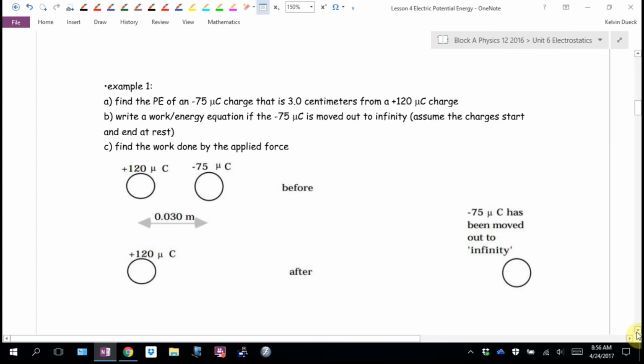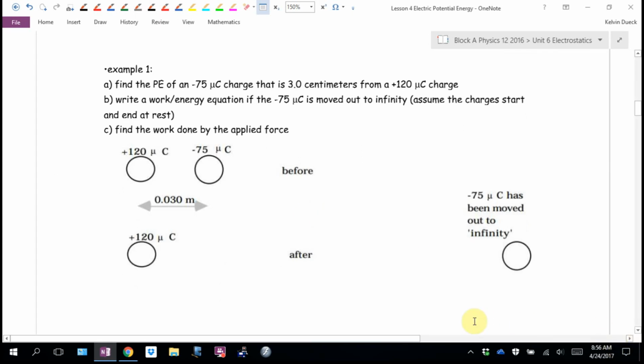Example 1. Let's do something with some numbers. Find the potential energy of a negative 75 microcoulomb charge that's 3 centimeters, haha, nice try, 0.03 meters, from a positive 120 microcoulomb charge. That's part A. This picture right here is what we're talking about. We're going to assume this bigger charge is thumbtacked in place or glued to the paper or something is holding it.